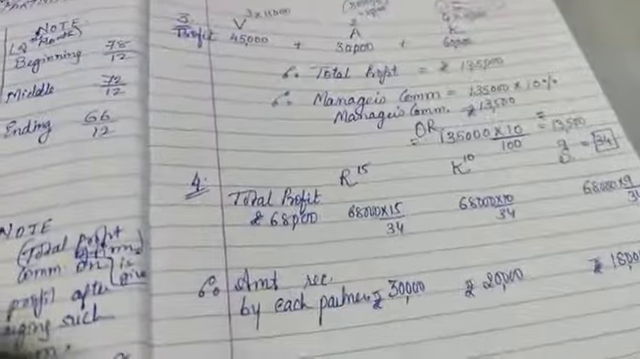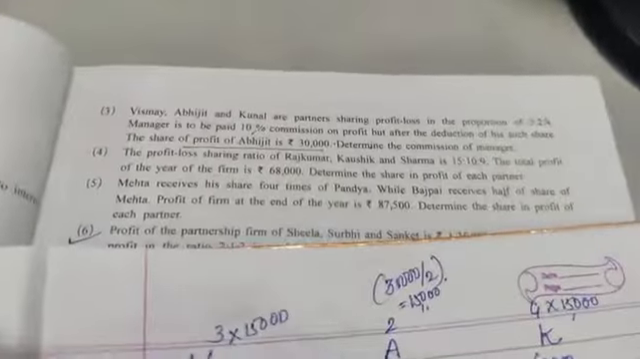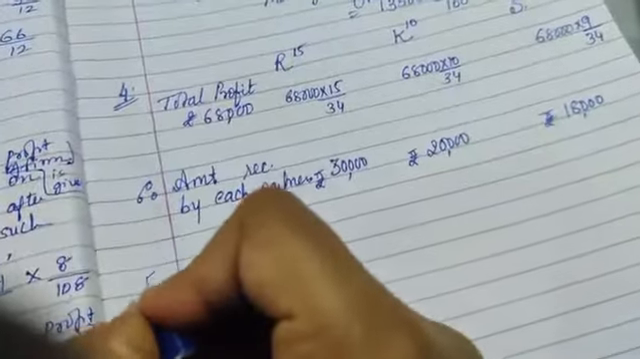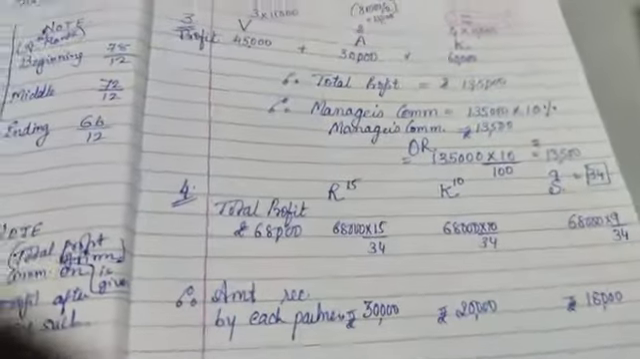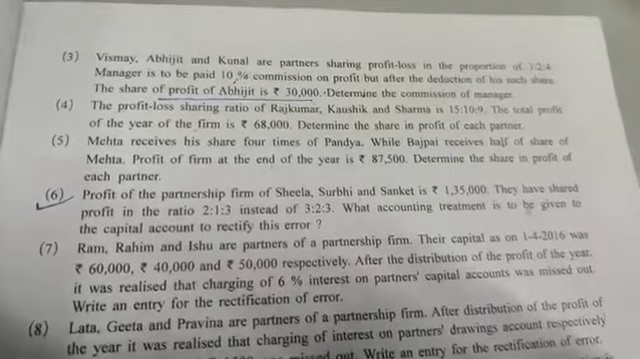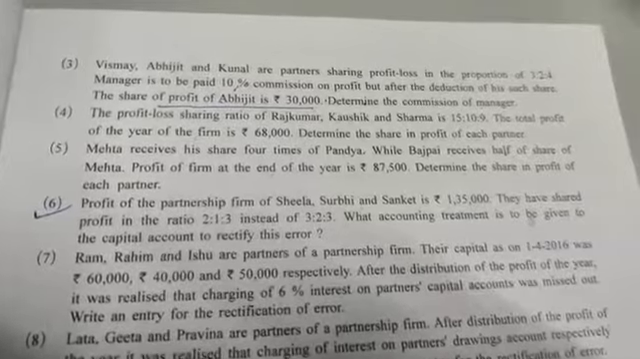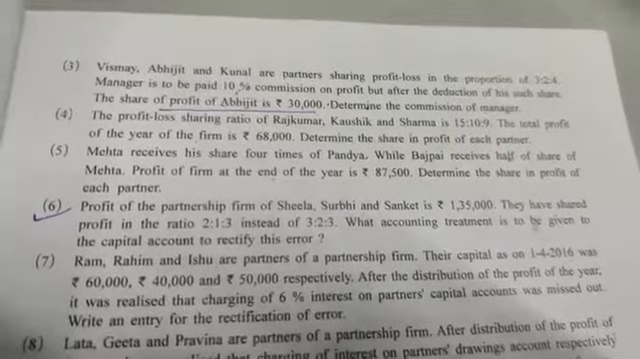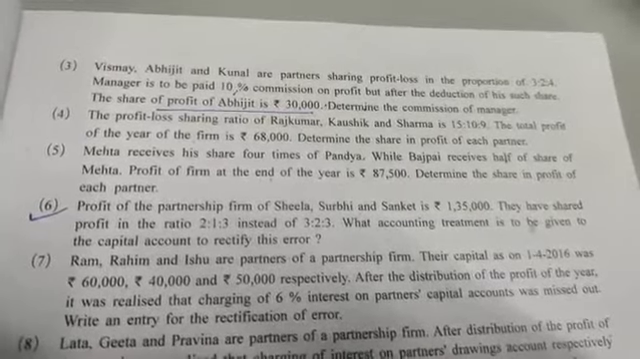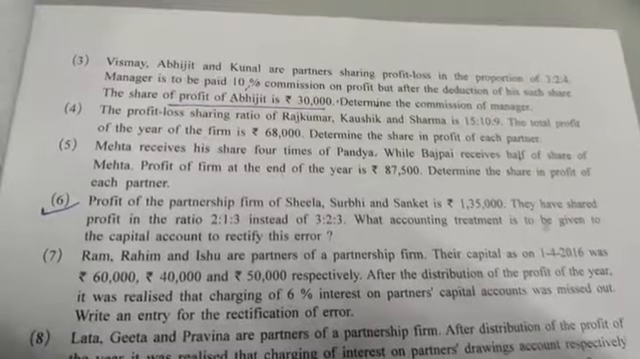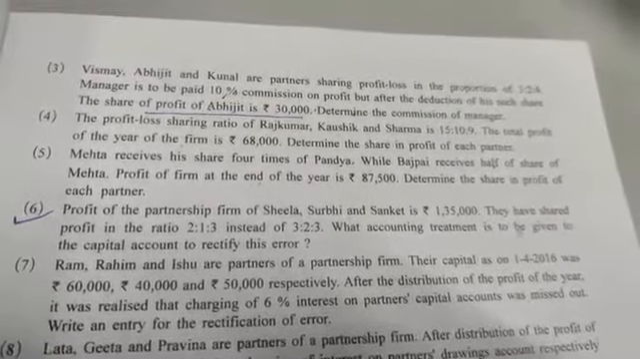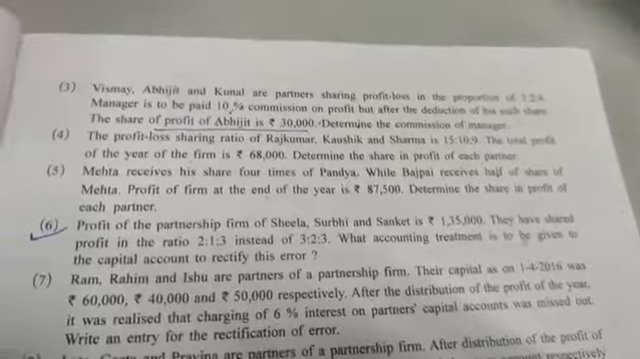Moving on to the next, that is question number 5. So here sum number 5. See now what they have given in question number 5. Mehta received his share 4 times of Pandya, while Bajpai receives half of the share of Mehta. Profit of the firm at the end of the year is 87,500. Determine the share in profit of each partner.